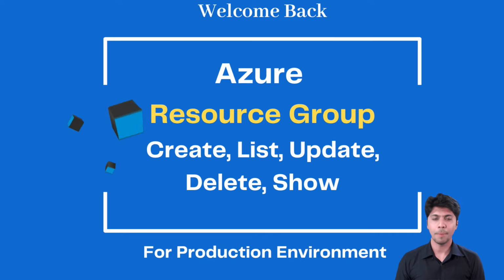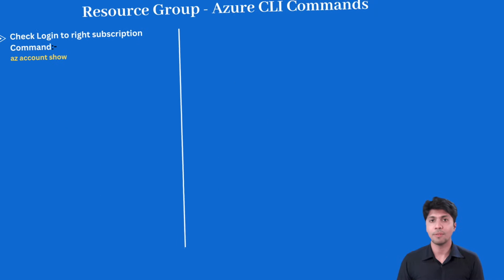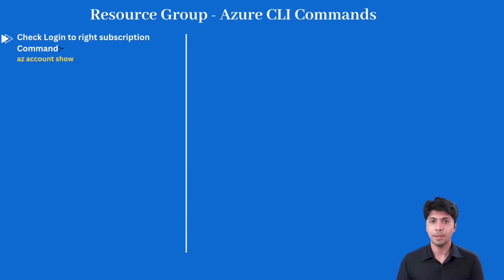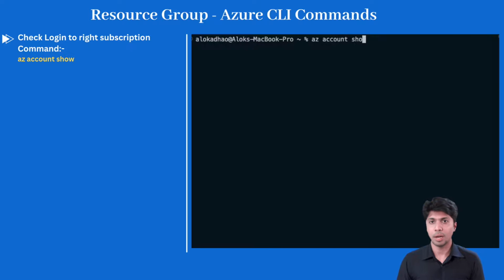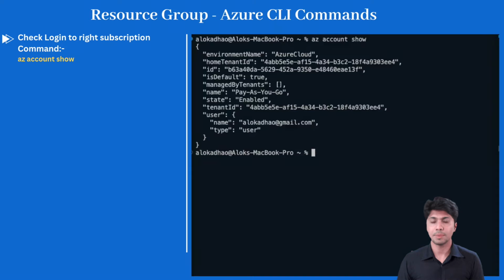Hello and welcome back. Let's start to create resources, which are the dependencies of our Azure function. Let's check if you have logged in to the right account. For that, you can use the command az account show. On running this command, you will be shown the subscription and the user you are logged in with. Once verified it is the right account, then we can start creating a resource group.